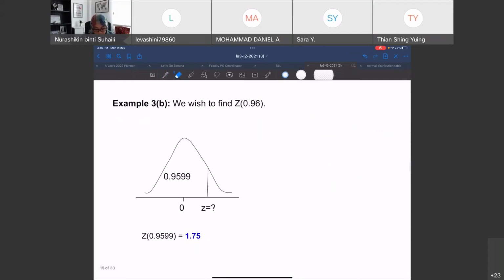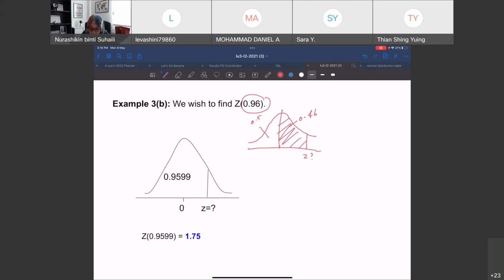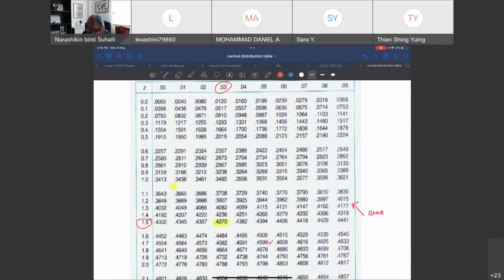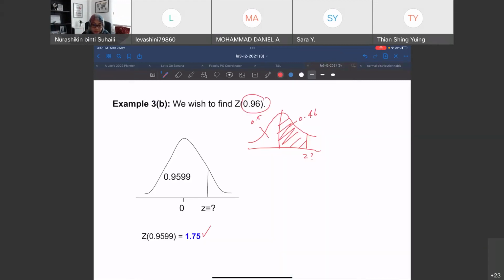For example, this one. We wish to find the Z enclosed by 0.96. It's the same thing as before. You draw the graph. 0.96 should be somewhere up to here maybe. This part is 0.5, so this one is 0.46. So what is the Z value that encloses up to 0.46? Refer to the table for 0.46. The nearest one is 1.75. Sometimes you might not get the actual value, so just go for the nearest one. So Z is 1.75. That's how you solve it.